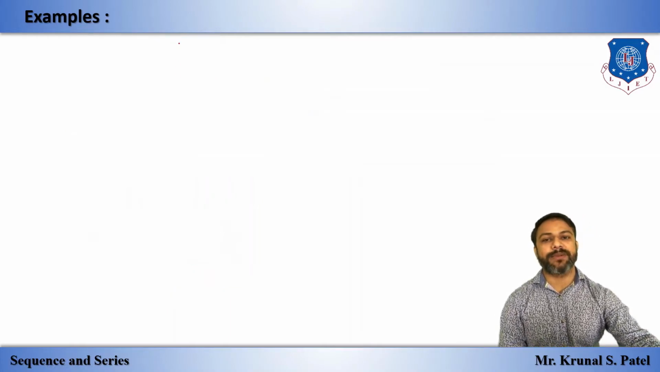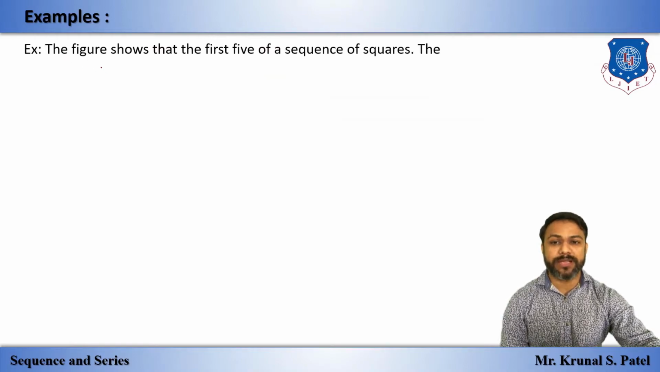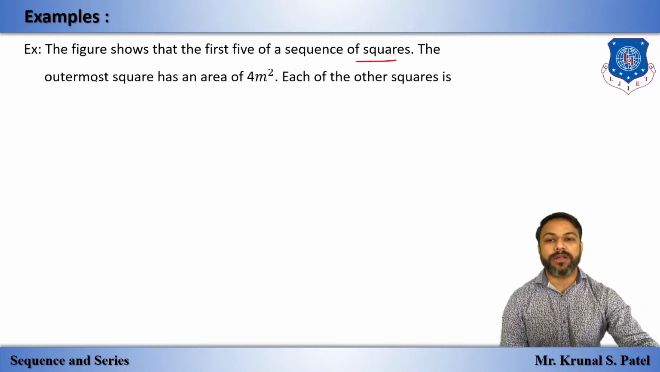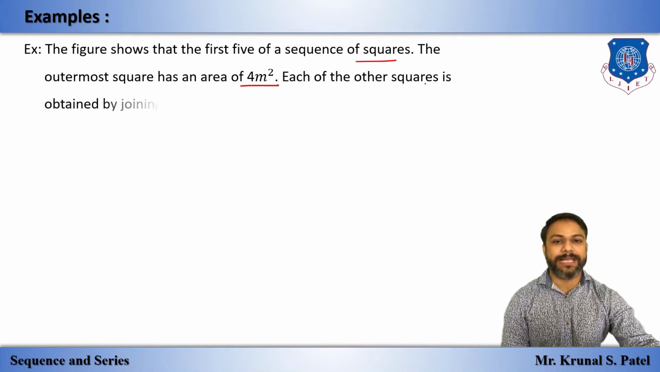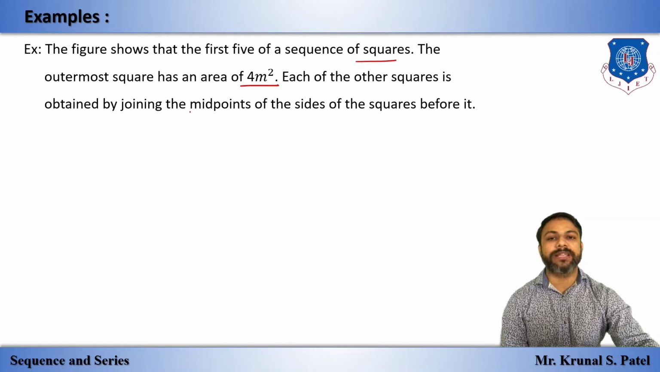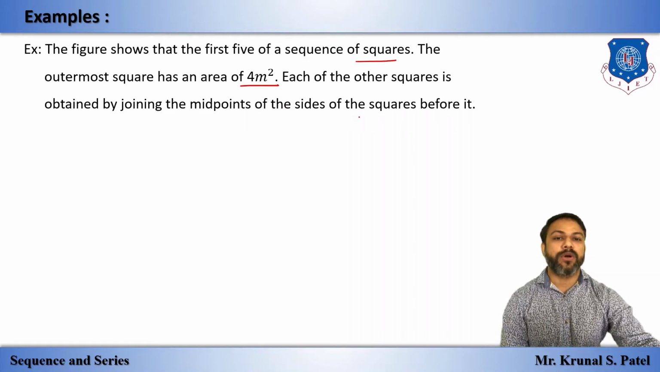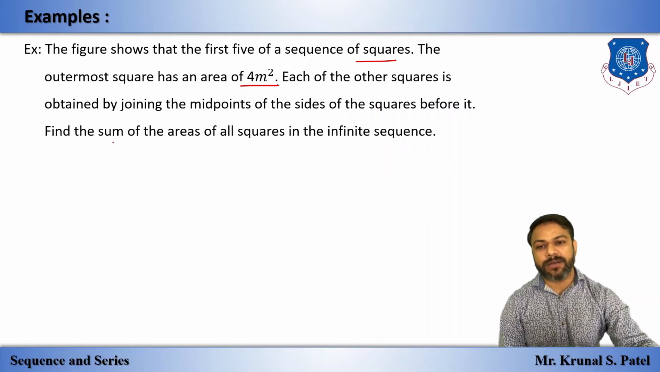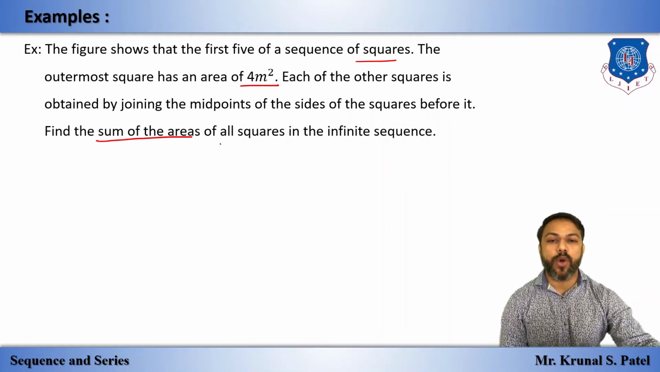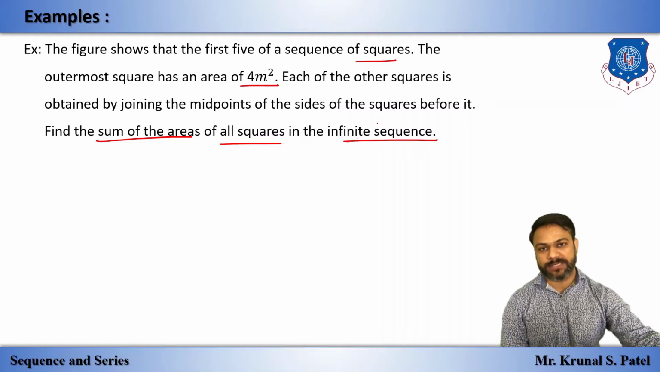Okay, one more example we have. The figure shows the first five squares of the sequence of squares. The outermost square has an area of 4 meter squared, that means a 4 by 4 square is given. Each of the other squares is obtained by joining the midpoints of the square before it. Find the sum of the areas of all squares in the infinite sequence.